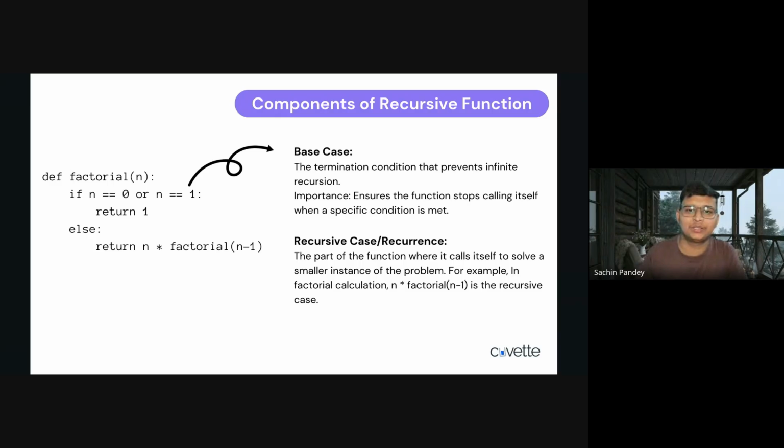Okay, so these are the two main components in recursion: the base case and the recurrence case. Obviously, you have the function at the top, and inside that function you will have these two things: the base case and the recursive case, or the recurrence. These are the two main components of a recursive function.